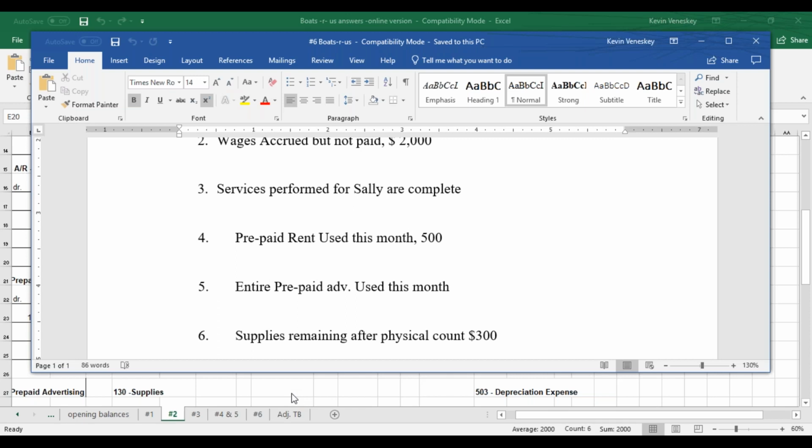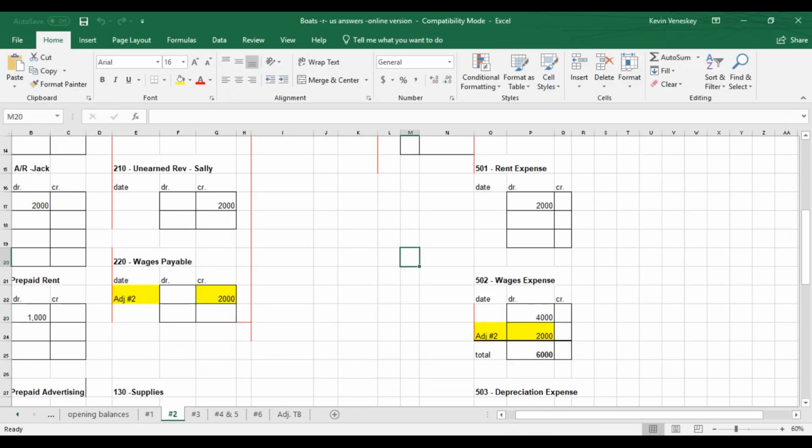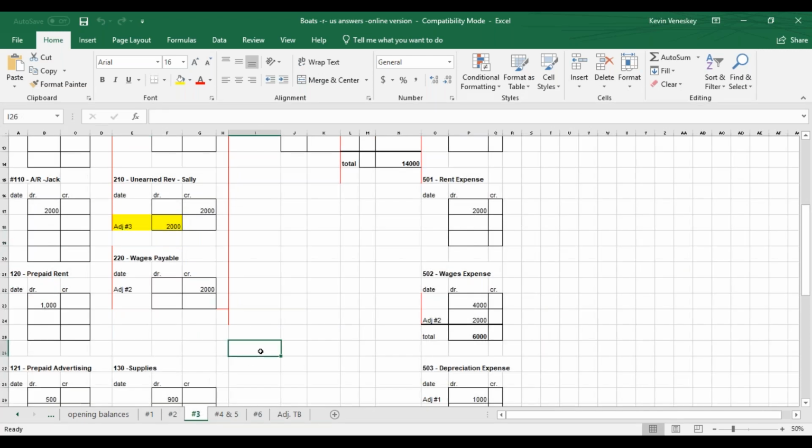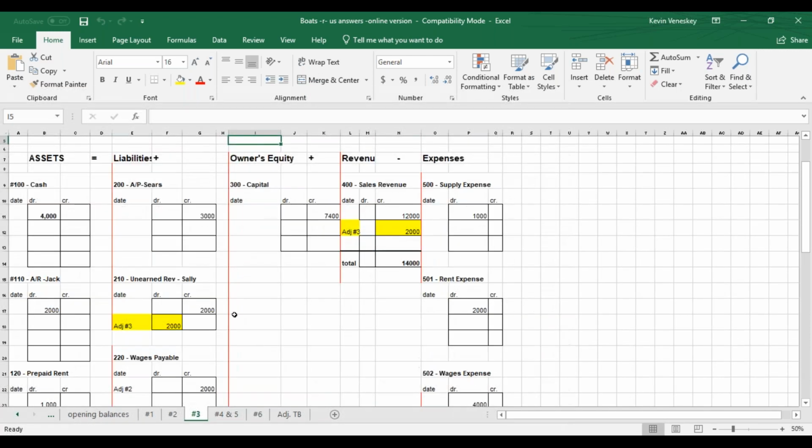Well, if we owe anything, that has to be a liability. So when I come over to number 3, I know that my liabilities are going to be affected, and I'm going to want to come down here to the unearned revenue for Sally. It shows here before I do my adjusting entry that I owe $2,000. Well, it says they are now complete.